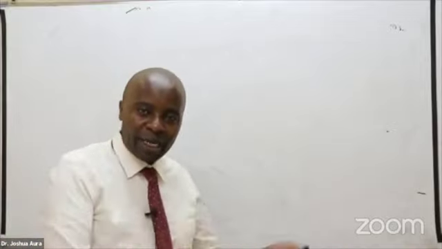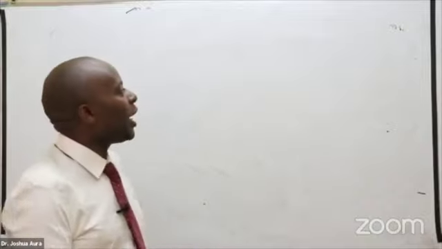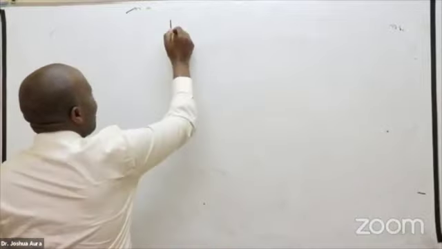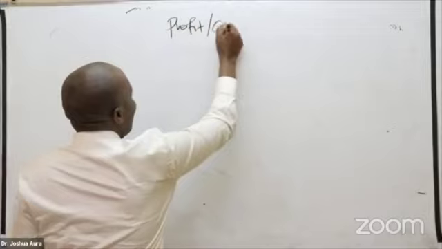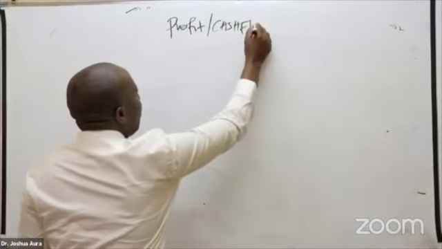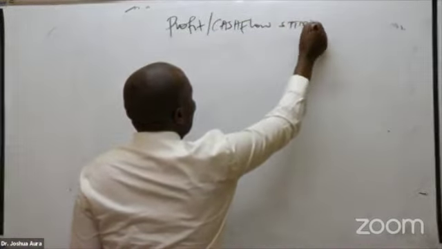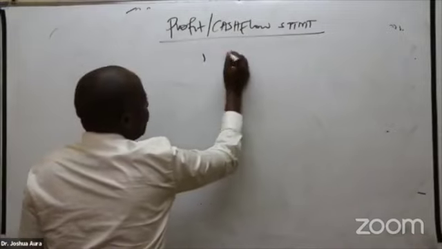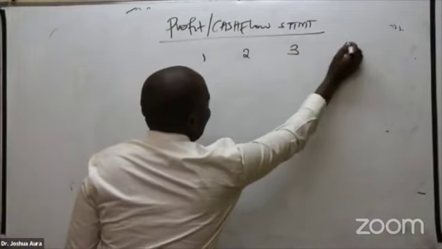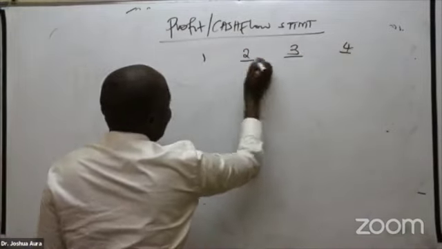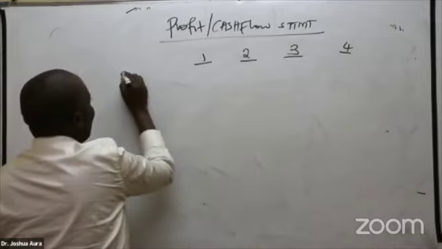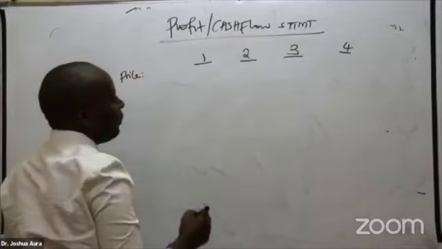After getting the profits, we'll be able to know how to convert them to cash flows. So we have our profit statements. You can call it the profit-cum-cash flow statement. So we have 4 years, 1, 2, 3, 4. Our project has 4 years only. So we start with the price. So what have they given us as price?